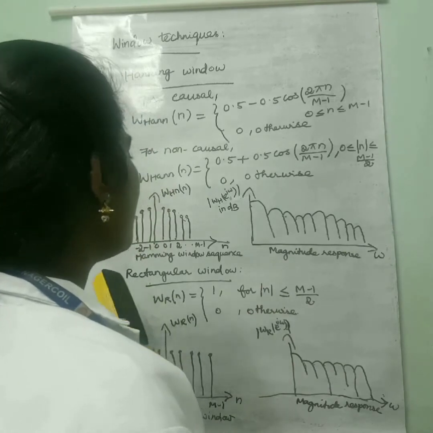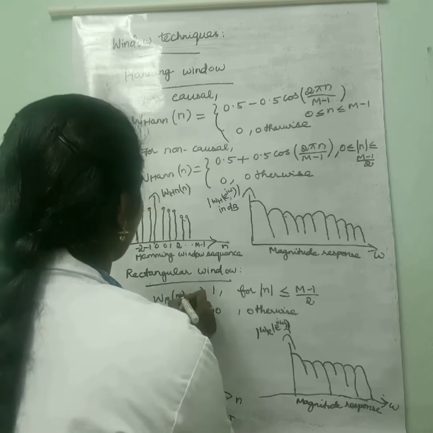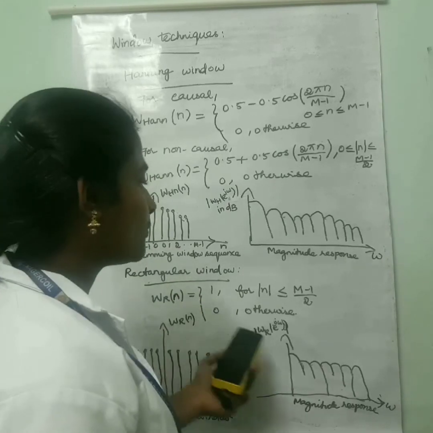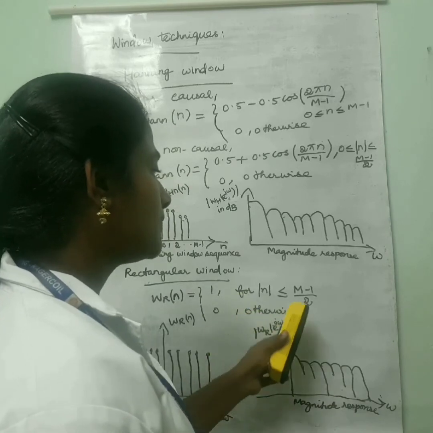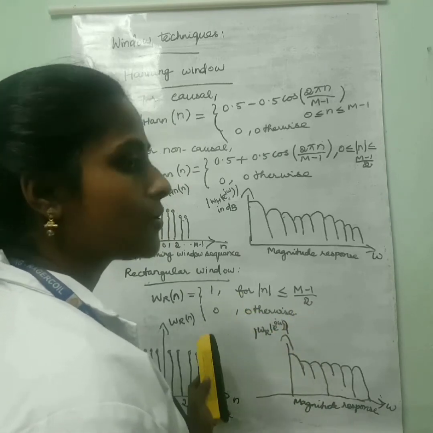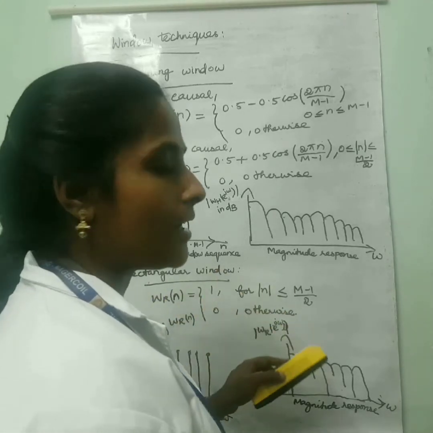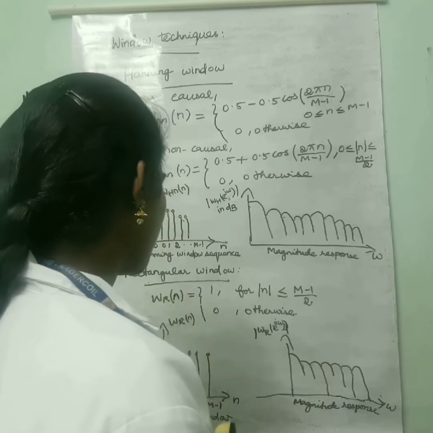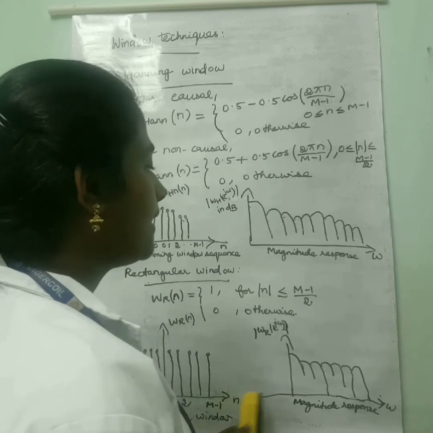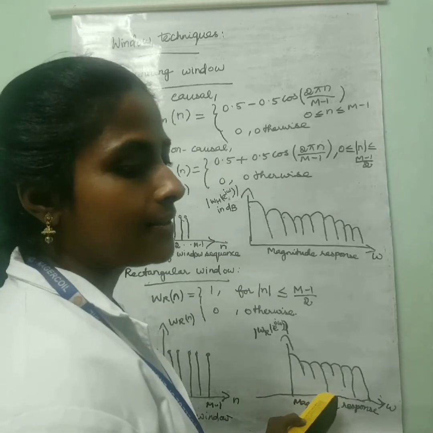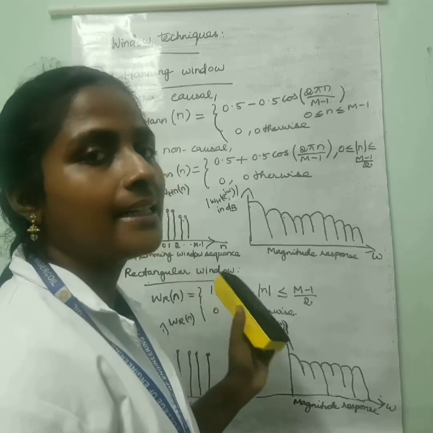And next one is the rectangular window. Here the rectangular window function is always 1 for modulus of n less than or equal to (M minus 1) divided by 2 and 0 otherwise. For causal also same function. For non-causal filter also this same function. And here the rectangular window sequence is represented like this, and the magnitude response is this one. Next we can see the desired frequency response for each filter.